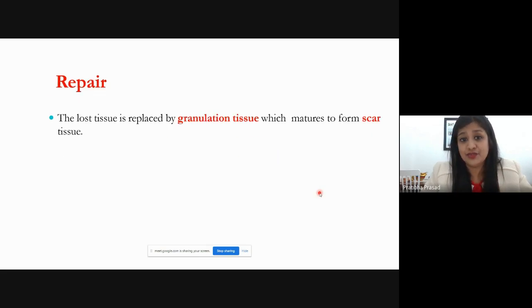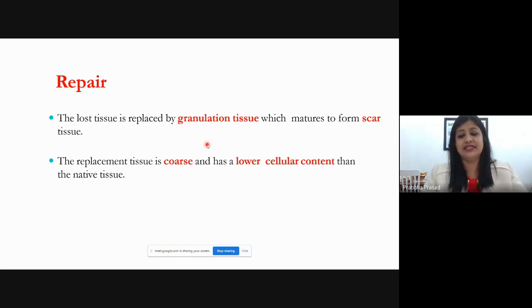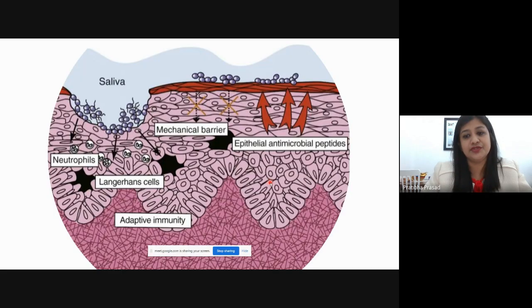Other than these two organs, the rest of the body undergoes what is called repair, because here the lost tissue is not replaced by the same type of specialized tissue, but instead by granulation tissue. And this usually heals by scar tissue. Even structurally it is different because it is coarse and has a very low cellular content compared to the surrounding native tissue. So like I said, except for bone and liver, all other parts of your body undergo healing by repair, including your oral cavity. That's something you should know.